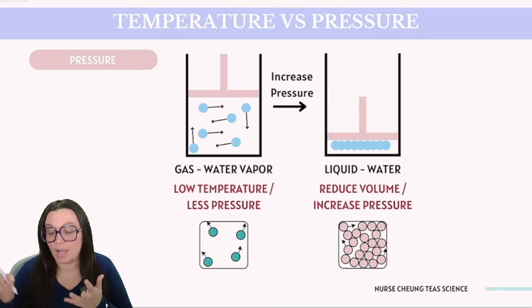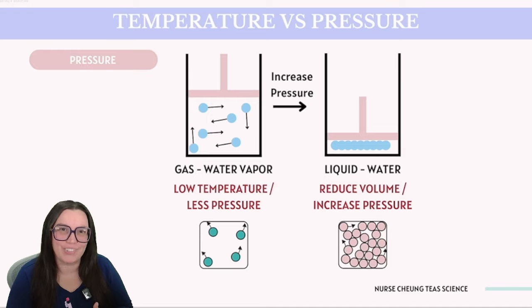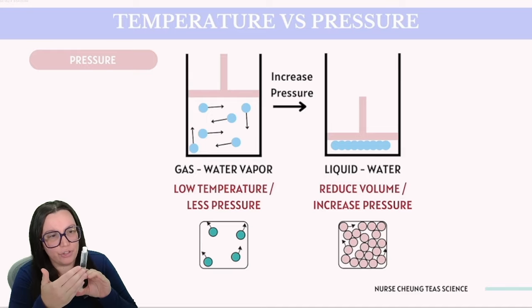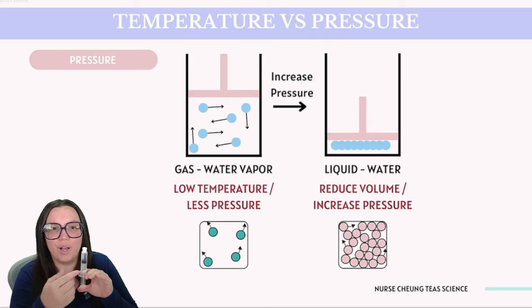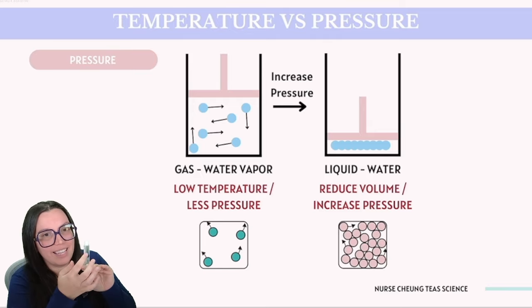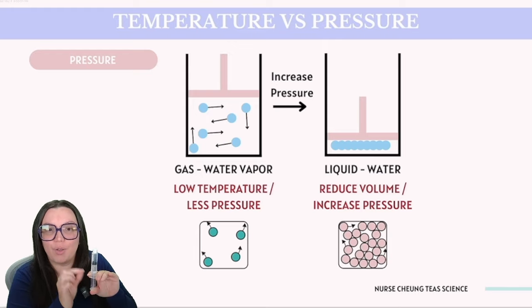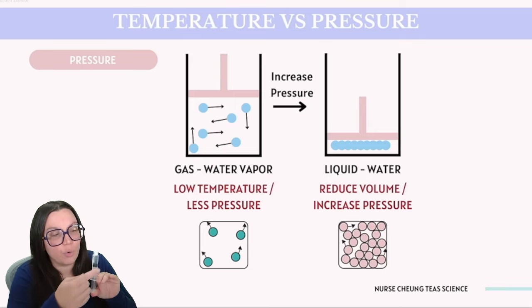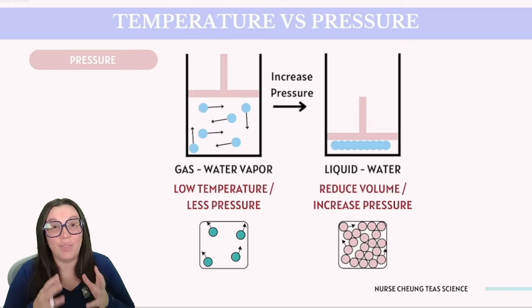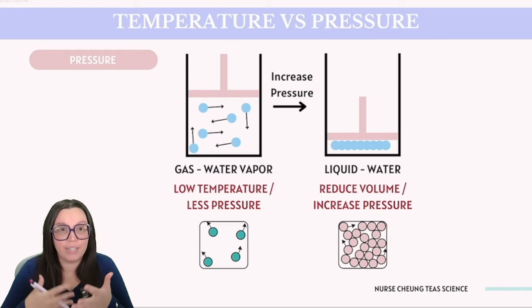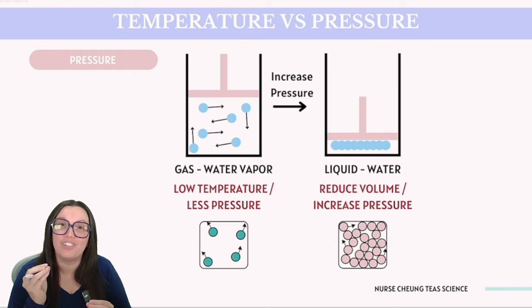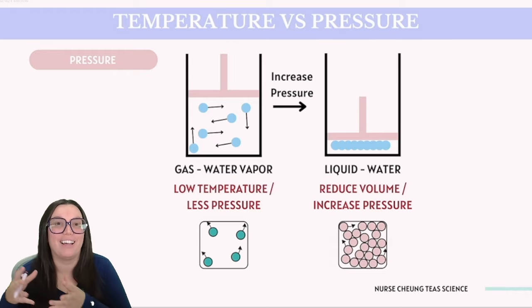Next up, let's consider how pressure affects the state of matter, using gas in a bottle as an example. If we compress the gas by pushing down our plunger, reducing the volume, the particles are going to be forced to move closer together. If the temperature within the system is kept low, the increased pressure and reduced volume cause those gas particles to attract each other strongly enough that the gas is going to start to transition into a liquid. This process demonstrates how increasing pressure, particularly in combination with lower temperatures, can liquefy gases.